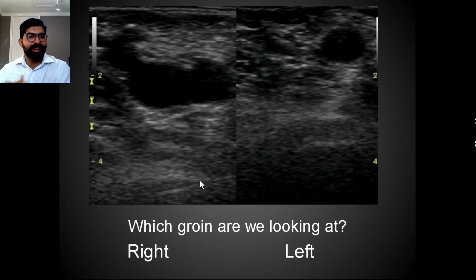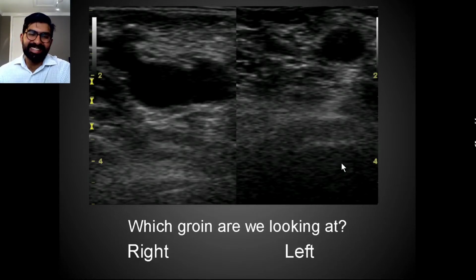Now, again, testing a little bit more of the basic concepts. Which groin are we looking at? Very simple question. Which groin are we looking at? And I'll help you a little bit more. This picture on the left-hand side here represents a non-compressed view. And the picture on the right side represents a compressed view. So take a second. Are we looking at the right groin or are we looking at the left groin?